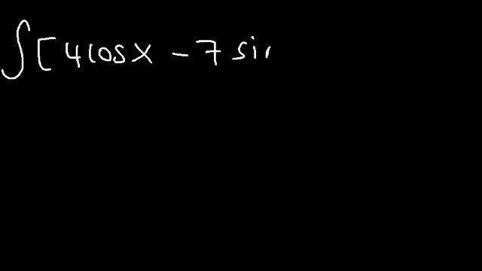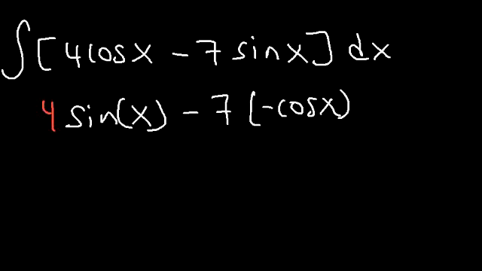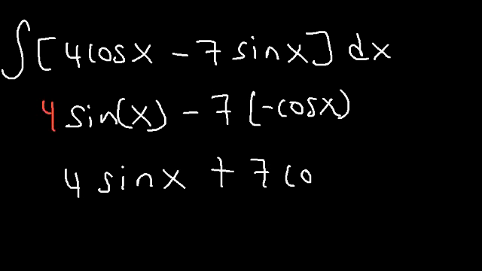So let's try some more examples. Go ahead and integrate this expression. What is the antiderivative of 4 cosine x minus 7 sine x? The antiderivative of cosine is sine, and the derivative of x is 1, so sine x over 1, or just sine. Now we do have a 4 in front, so we need to rewrite that. So it's going to be 4 sine x. The antiderivative of sine is negative cosine, but multiplied by negative 7, so that's going to be positive 7. So the answer is 4 sine x plus 7 cosine x plus the constant of integration.